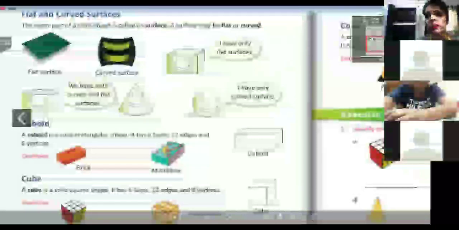If I show you this ball, it has got a curved surface. Can you see here? But this one has got only flat surface. This has got only flat surface. And this ball has got a curved surface. So here we have studied about flat and curved surfaces.